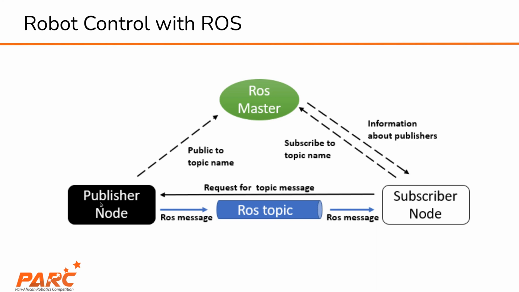All right, so ROS uses publishers and subscribers to transfer information, to transfer data from different parts of your software stack. Okay, so topics are used to transfer information from publisher to subscriber and whatnot.